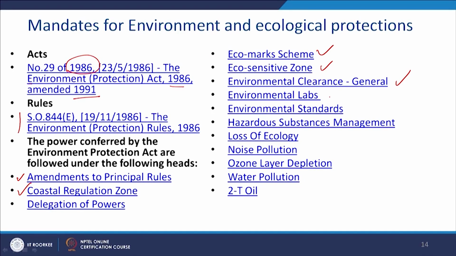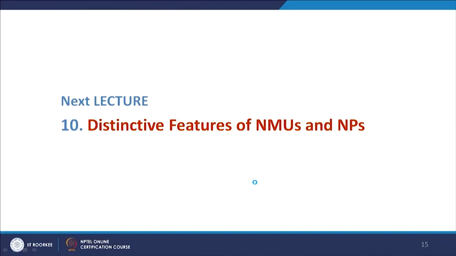So, with this overview I would like to conclude, but definitely later in this course we will come up with more description and more cases of how you can utilize these mandates like acts, rules and regulations, and what the possibilities and consequences of violations of these rules and regulations are, with specific cases. The next lecture will be on the distinctive features of non-municipal, municipal, urban local bodies and Nagar Panchayats. Before I conclude, I will make a quick summary.